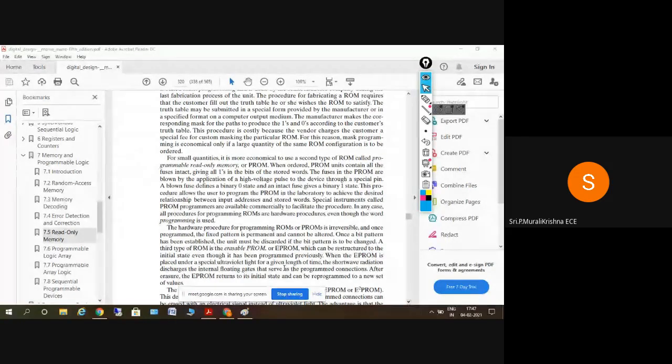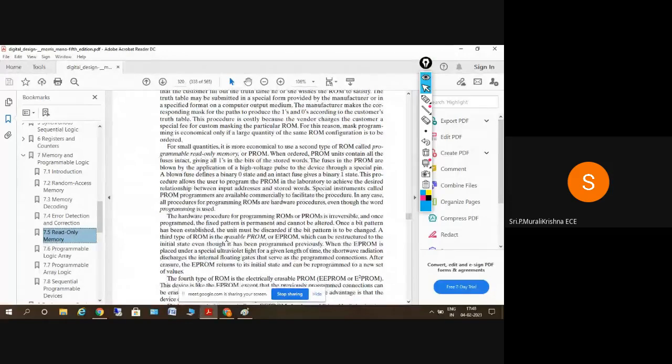But in the case of EPROM, which is called erasable PROM, we'll have some initial state. What do I mean by initial state?